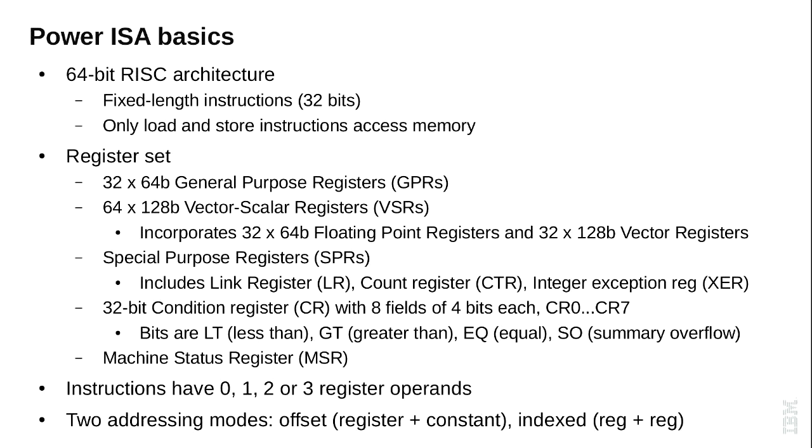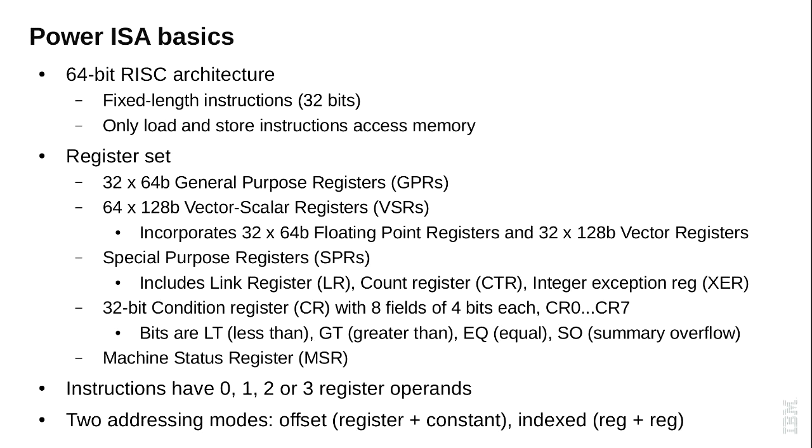Our instructions have between 0 and 3 register operands. An example of a zero operand instruction might be the synchronize instruction, which is a memory barrier and essentially tells the CPU to stop and wait for all the previous instructions to finish before it goes on with the next thing.